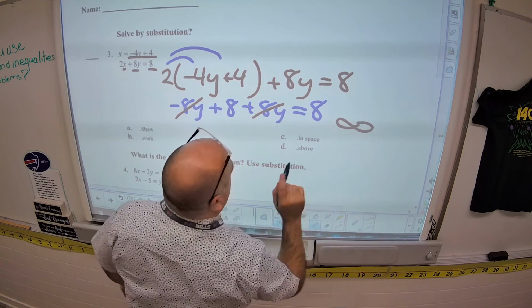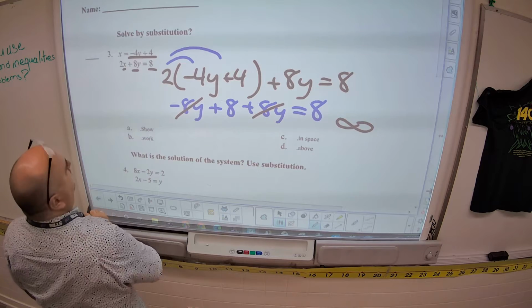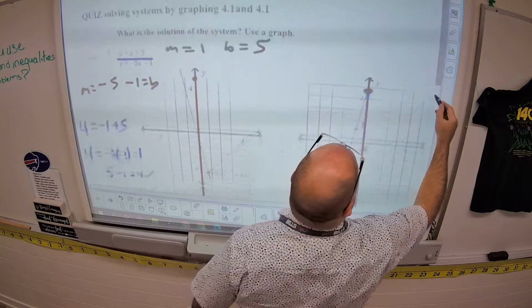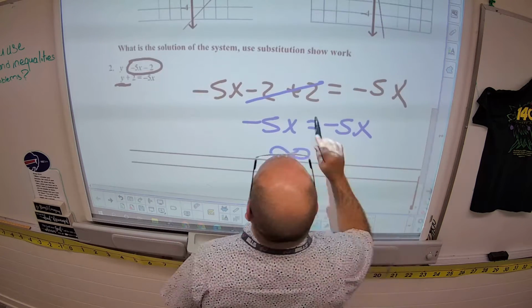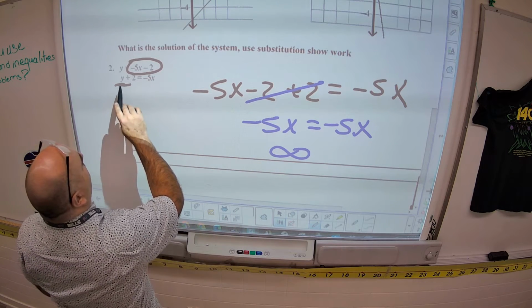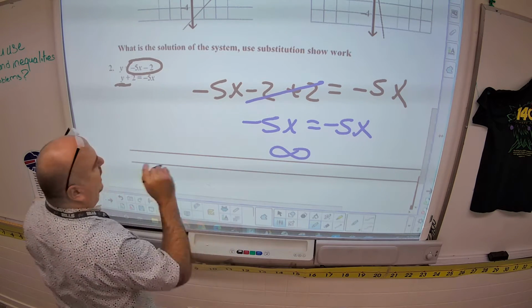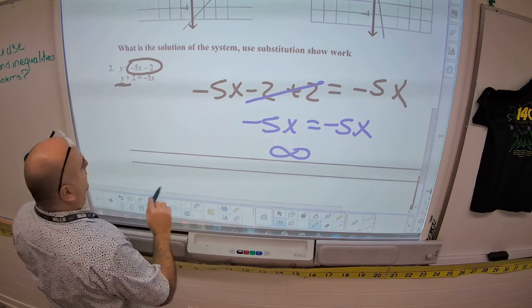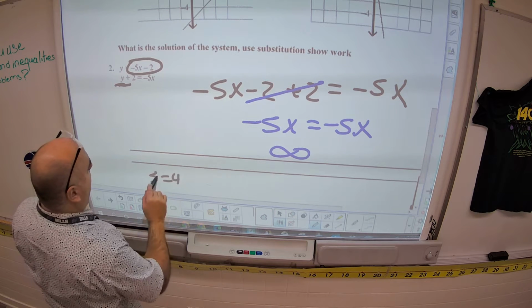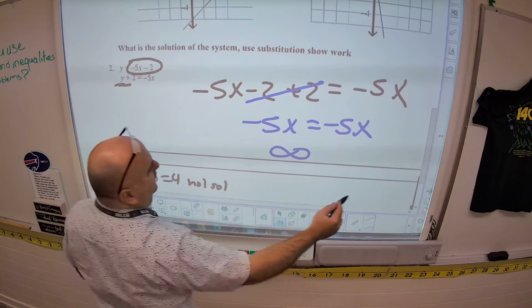This one is also infinite solution. So be careful, it might be no solution on the quiz tomorrow. So make sure I did this one right. -5x minus 2 plus 2. Yep, I did this one right. So this one is infinite too. So tomorrow, if you didn't get the same thing, if you got like 3 equals 4, that would be no solution. But that's not the case with this one.